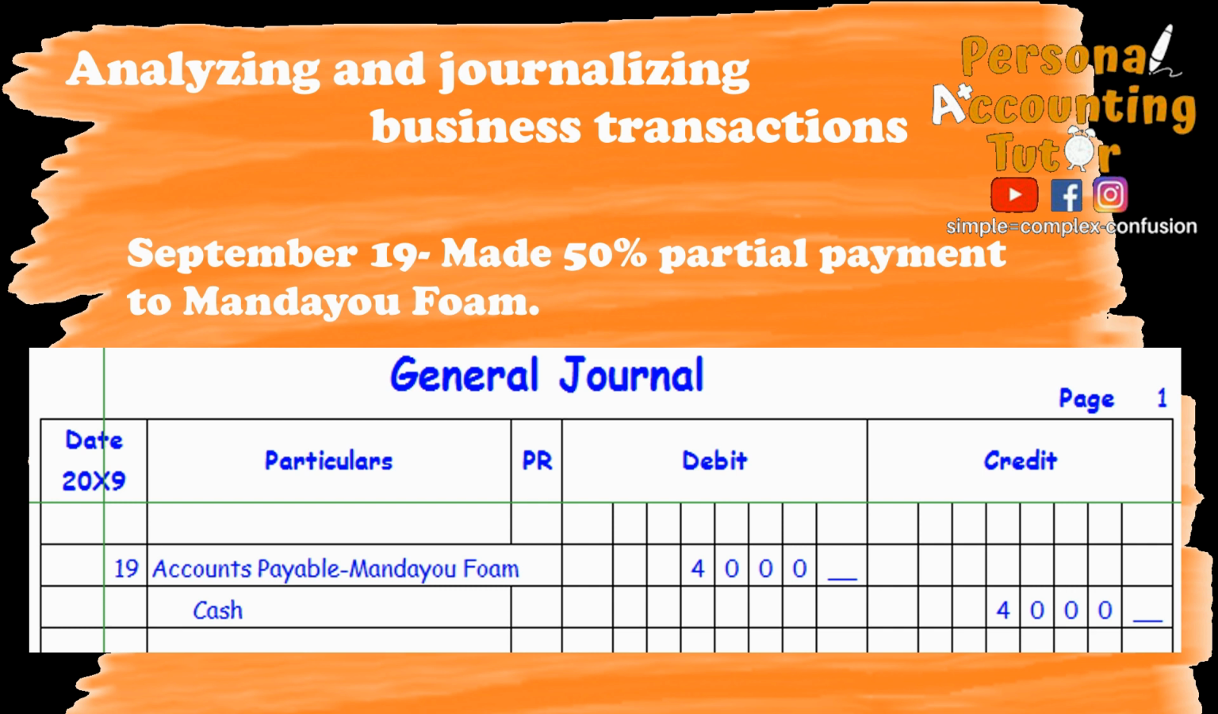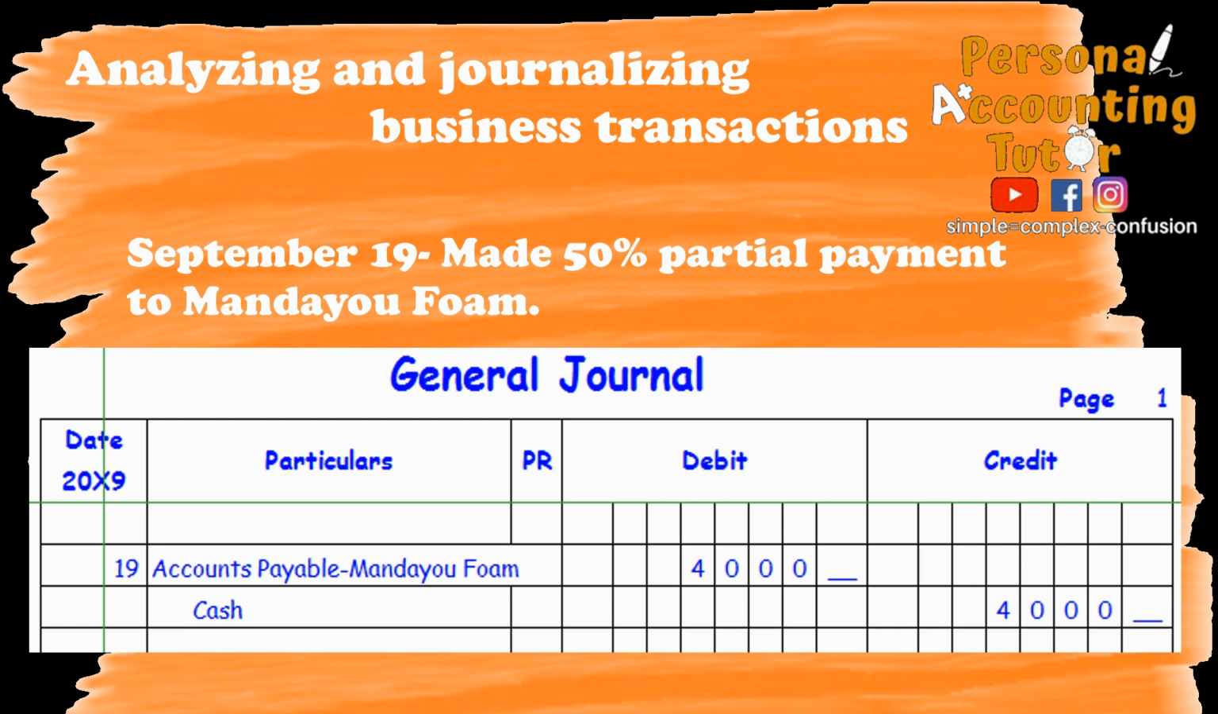So 8,000. Remember that entry before? That's 8,000 in total. So 50% of that will be 4,000. But then what will be your debit? The debit is actually accounts payable dash Mandayu Foam. Remember that to decrease a liability, you have to debit this because the normal balance of accounts payable is credit. So to decrease, you should debit.